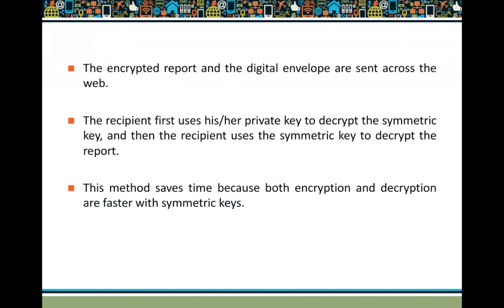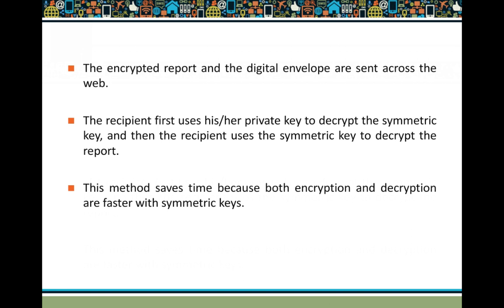The encrypted report and digital envelope are sent across the web. So we have the encrypted report as well as the digital envelope going through the communication channel. Now at the receiving end, what happens? The receiver first uses his or her private key to decrypt the symmetric key in order to get the key. The key has been encrypted with the recipient's public key. Now the recipient will be using his private key to decrypt the key first, and once getting the key, he can use the key to decrypt the original message.